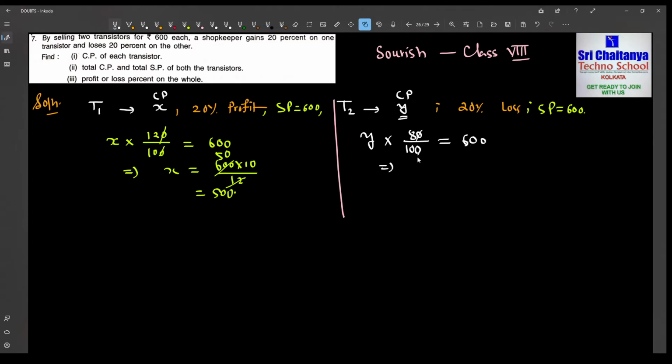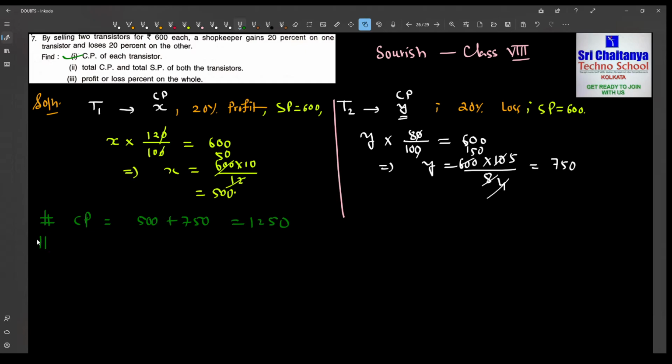So now we are getting Y is equal to 600 multiplied by 10 and then divided by 8. So it is 750. Now we have already calculated the cost price of both the transistors. Total CP we have to calculate. So total CP we can write as 500 rupees plus 750 rupees, and the total is 1250 rupees.